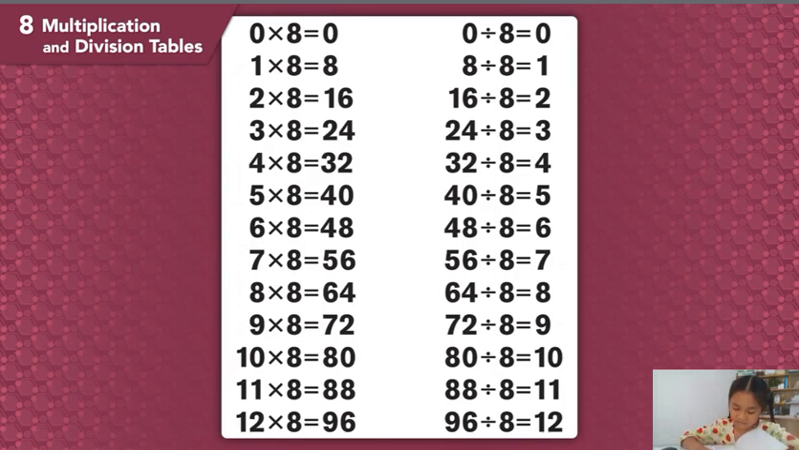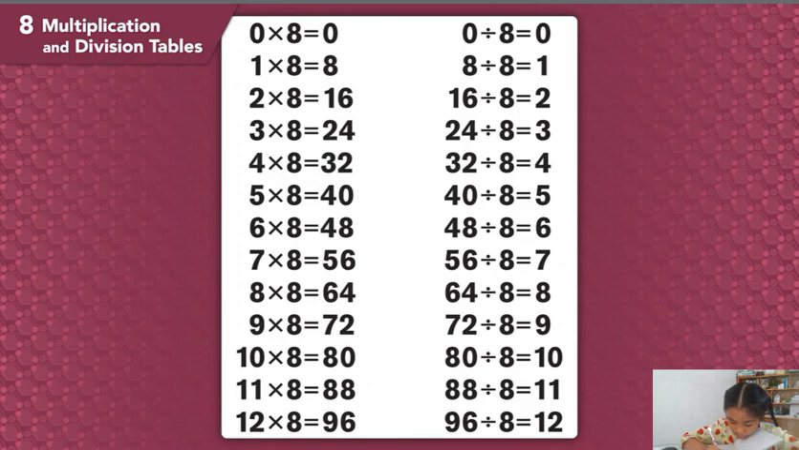7 times 8 equals 56. 8 times 8 equals 64. 9 times 8 equals 72. 10 times 8 equals 80. 11 times 8 equals 88. 12 times 8 equals 96. Well done. Let's do the same thing for the division facts, starting with 0 divided by 8.